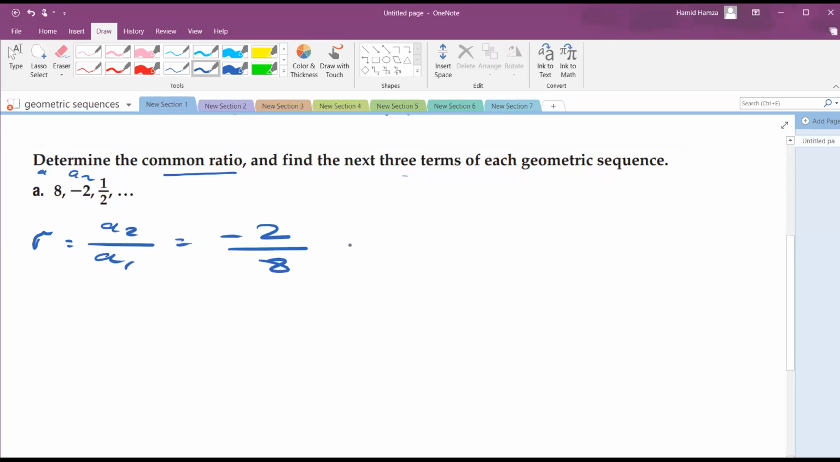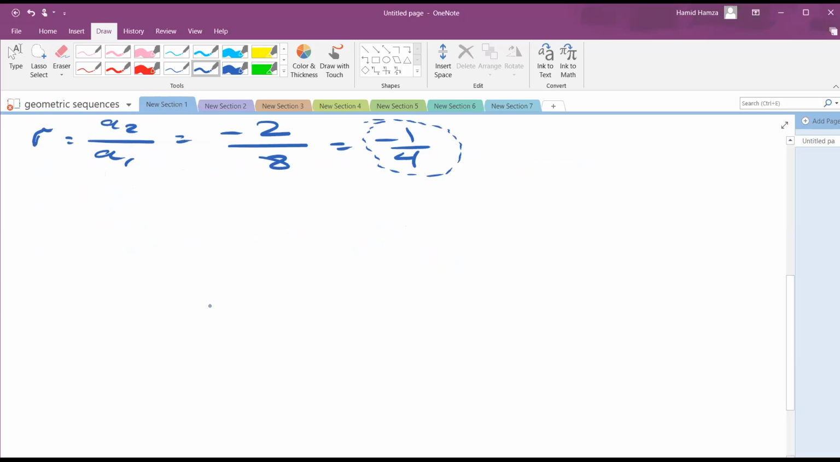So it will be -2 over 8, so the answer will be -1 over 4. That means we use this number to find any terms in the sequence. We wanted to find the next three terms, so just multiply the last term by the common ratio, and you will get the next three terms.